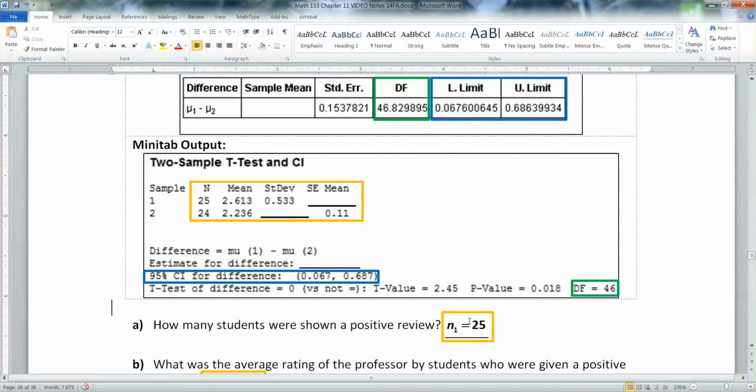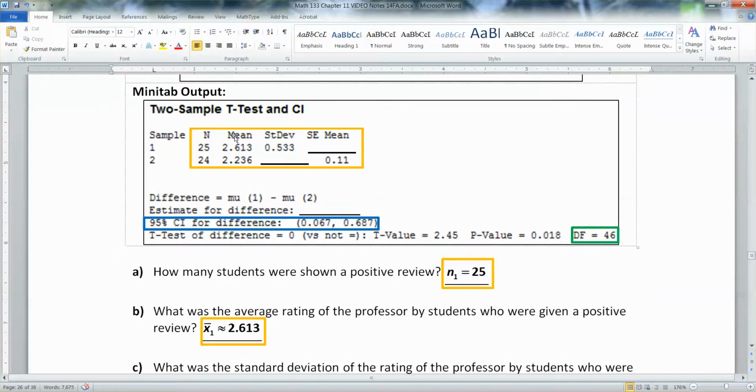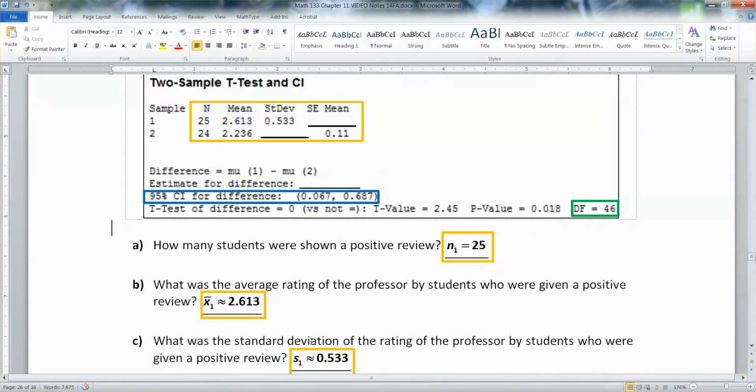All right, so how many students were shown a positive review? That would be N1 equals 25 right here. And then what was the average rating? That would be 2.613. That's the X bar for that group, for group 1. And the standard deviation is given right there, 0.533.